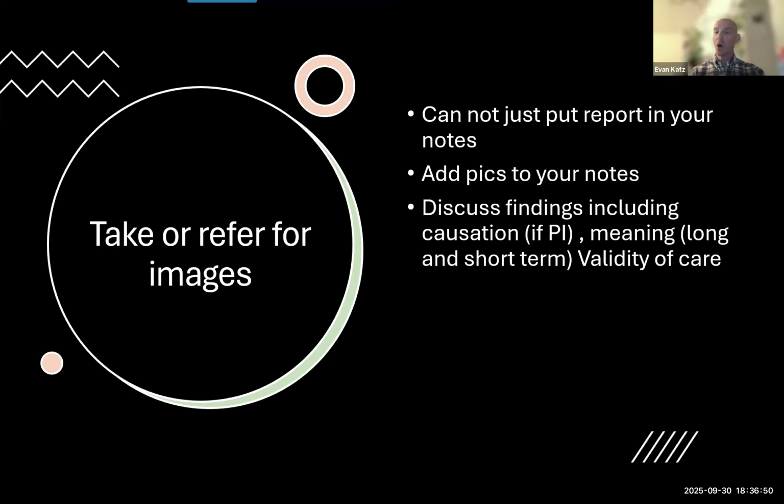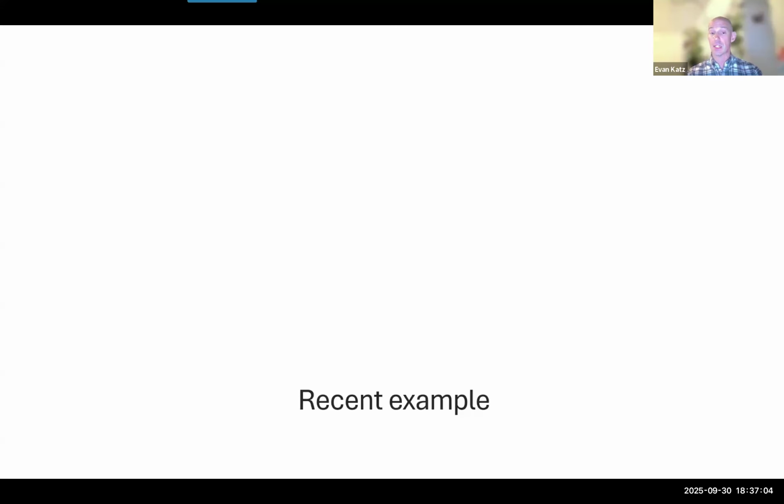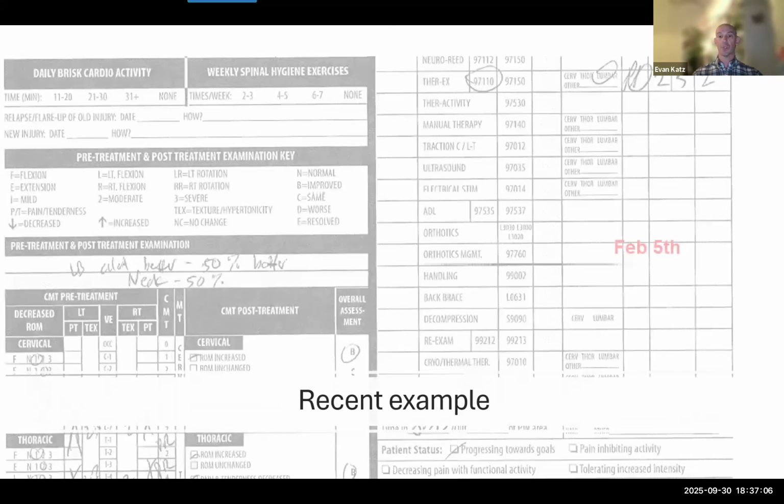And what is the long and short-term consequence of that finding, right? Why is your treatment necessary, right? Let's get into the long-term issues so that you can validate your necessary long-term care if they need it based on objective findings. So here's a recent example, okay?